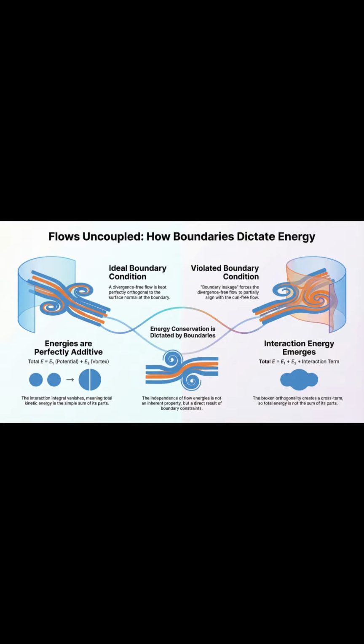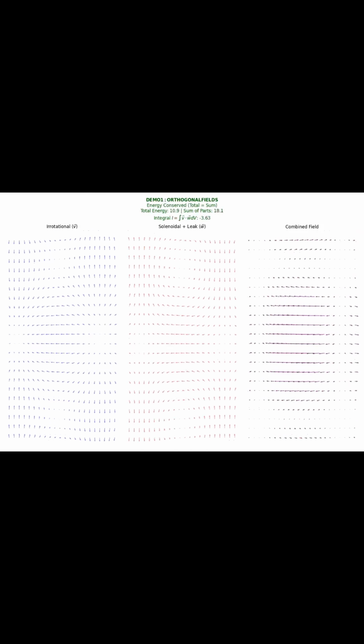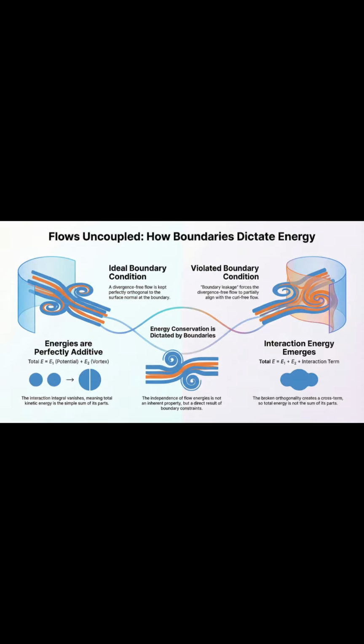Second, this all comes down to the boundary condition. It's really just the rule at the edge. For the math to work, the fluid has to, well, glide along the walls instead of just punching right through them. And when the fluid behaves, stays in its lane, those two flow types become orthogonal. That's just a fancy way of saying they completely ignore each other.